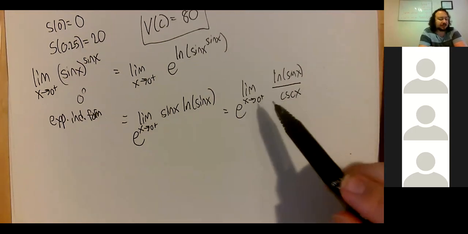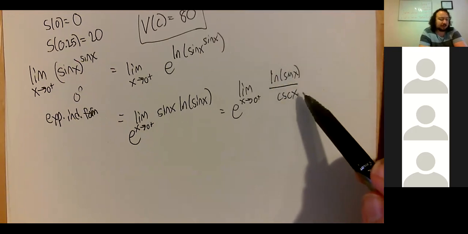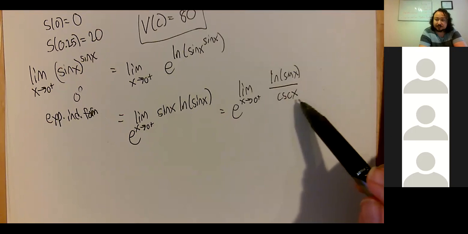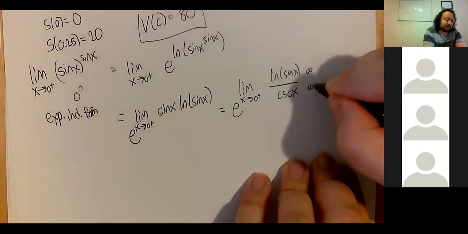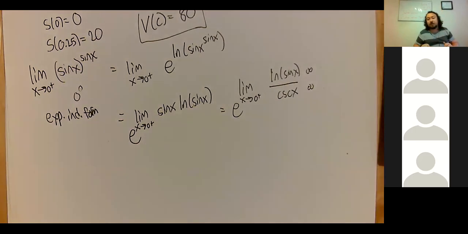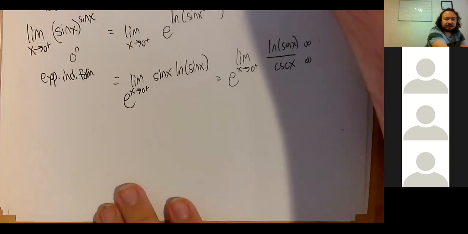Now, if we send x to 0 from the right, we have negative infinity on top, and cosecant is 1 over sine, so that's going to go to infinity on the bottom. So we have an infinity over infinity limit, and this is where we can use L'Hopital's rule. Because we can only do that when we have infinity over infinity or 0 over 0.